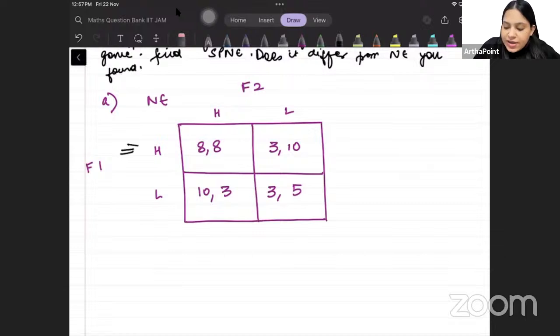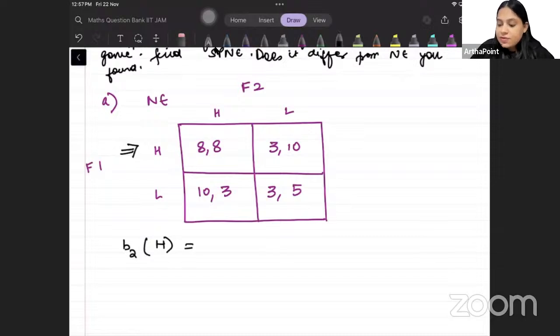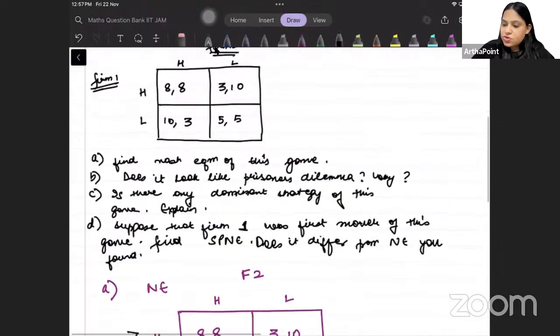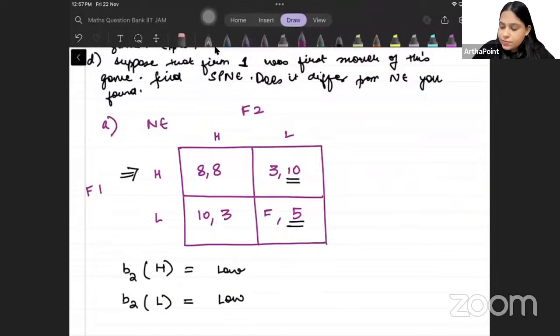When firm 1 goes for high, let's see. So when firm 1 goes for high, what is the best response? You need to write this down. This is a theoretical question. So what is the best response of firm 2 when firm 1 goes for high? Well, we need to compare 8 and 10, 10. So we can say low. What is the best response of firm 2 when firm 1 goes for low? You have to compare 3 and 5. So 5. So low. And I think this was 5 here, sorry.